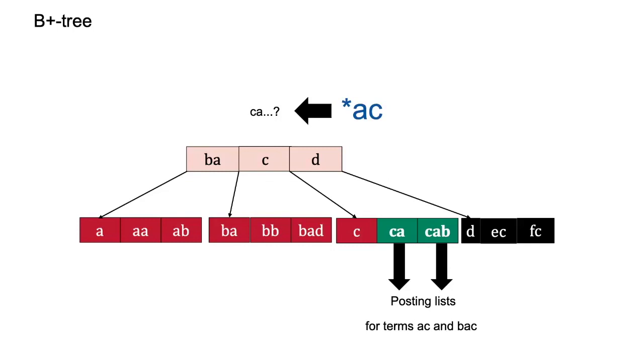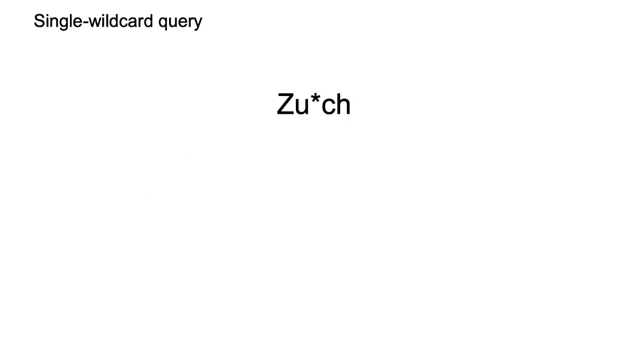So basically in CA that corresponds to the term AC and CAB corresponds to the term BAC, right? Because I mirrored. And now we see that since I will return documents that contain the term AC and the term BAC, that does answer my query, right? Because I'm looking for everything that ends with AC. Who agrees that it solves the problem? Okay. So this is it.